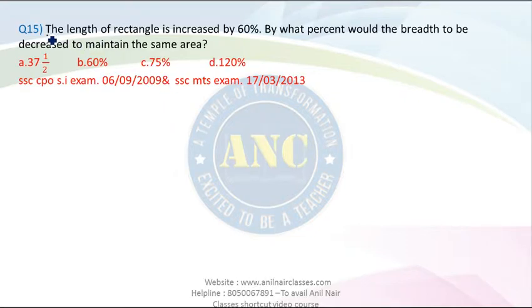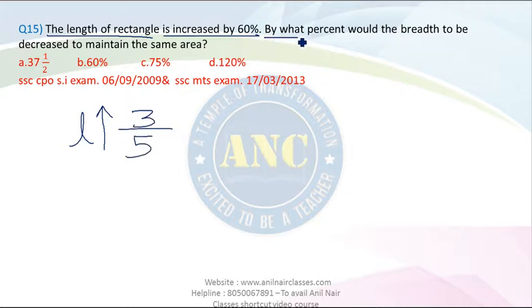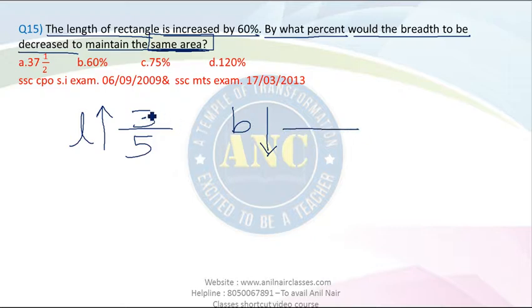Fifteenth question. Length of a rectangle is increased by 60%. Length is increased by 60%, 3 by 5. By what percentage would the breadth be decreased? I should decrease the breadth by some percentage, I don't know how much, to maintain the same area. Area is constant. I already taught you this kind of problems. Numerator here is 3. Copy paste it. Don't even think twice. Copy paste the same numerator.